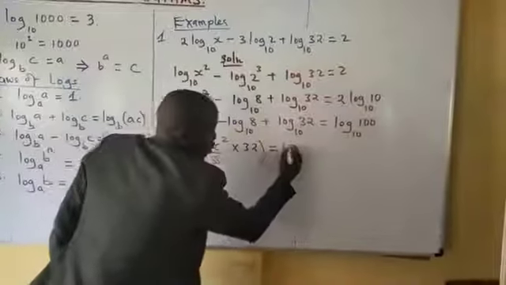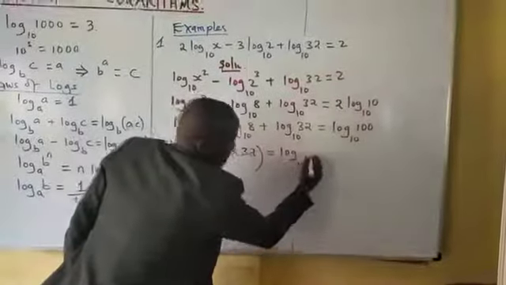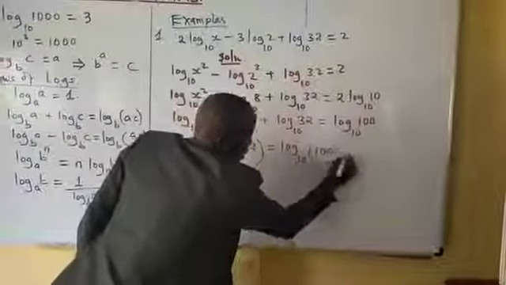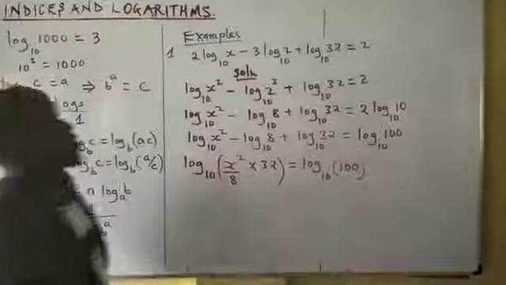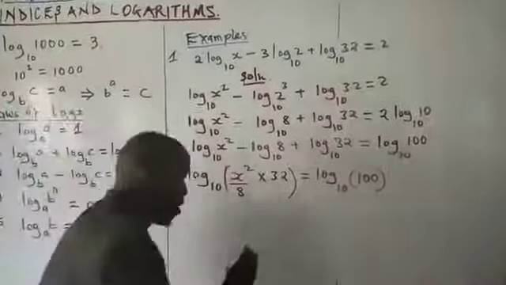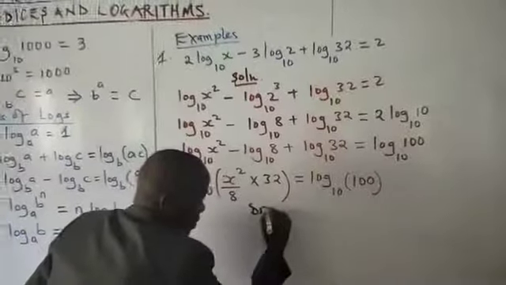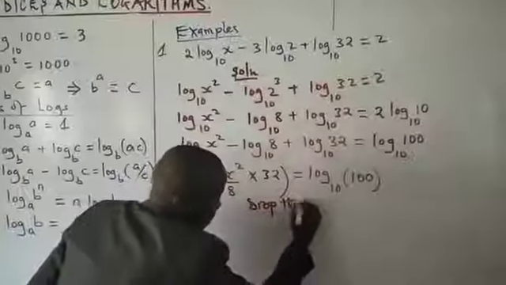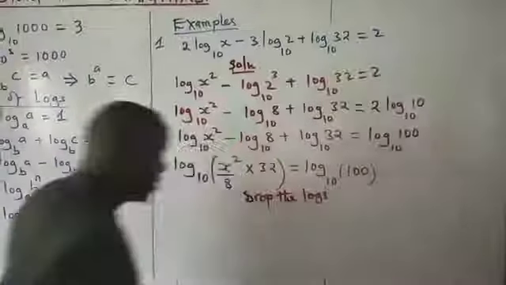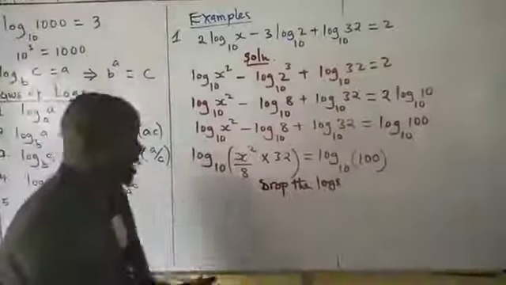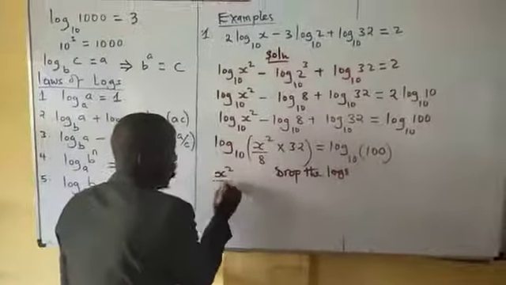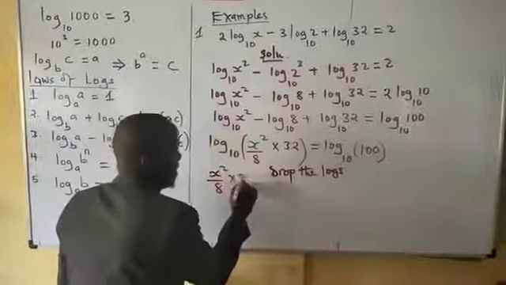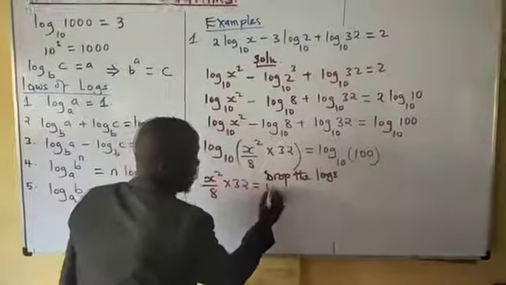This is equal to log to base 10 of 100. At that level, now you can be free to drop the logs. Therefore, we say drop the logs. Don't cancel, just drop the logs. And now we can equate x squared all over 8 multiplied by 32 is equal to 100.